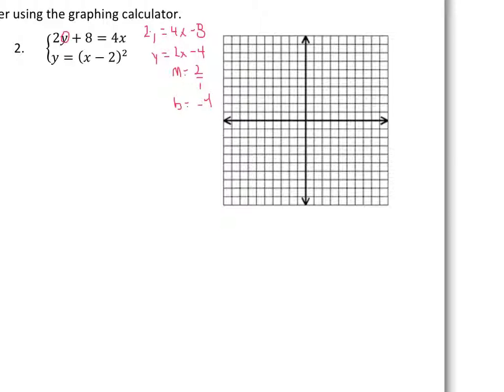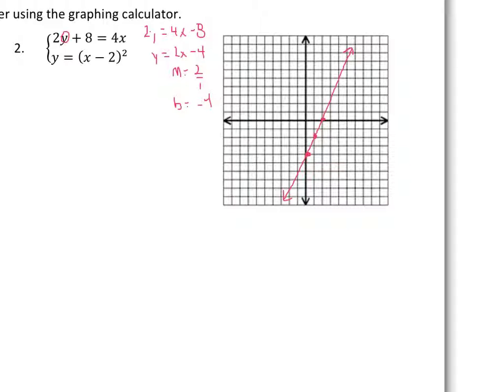At negative 4, and then up 2 and over 1 would get my next point, up 2 over 1. And I'm going to try and do a better job connecting these points. I can't promise anything. Alright, looks a little bit better. Okay, now let's graph our quadratic.